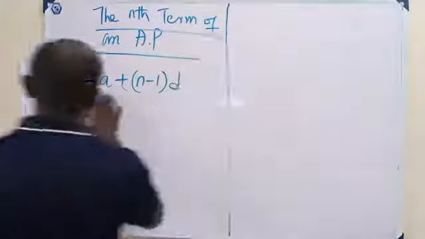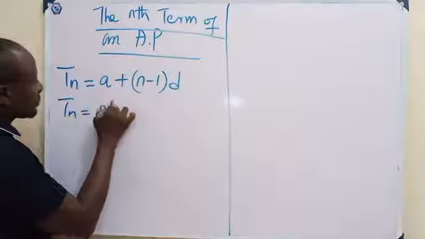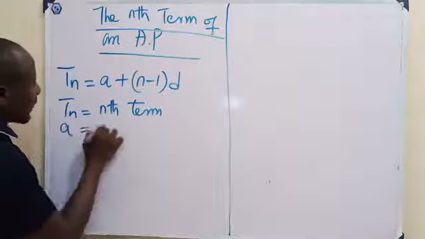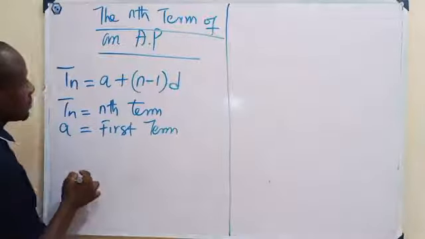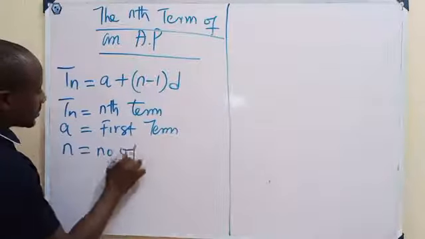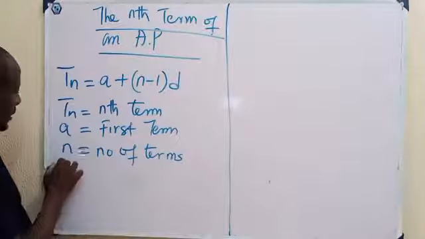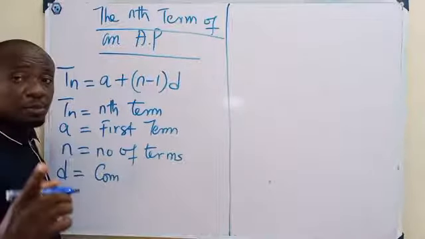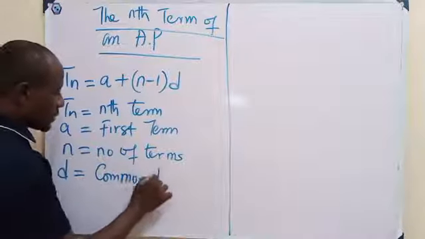So now let's define all the terms that we have. Tn represents the nth term. a represents the first term. n represents the number of terms. d represents the common difference, that means the difference between one term and the other. Common difference.